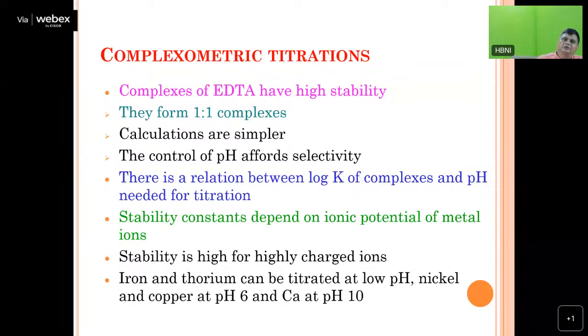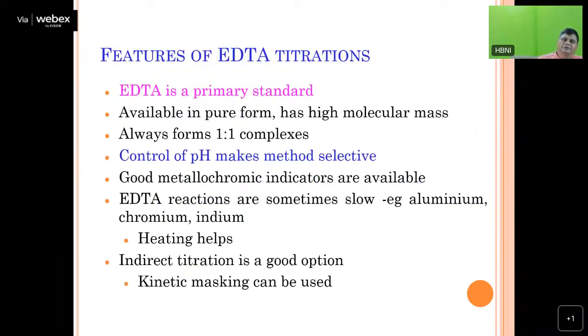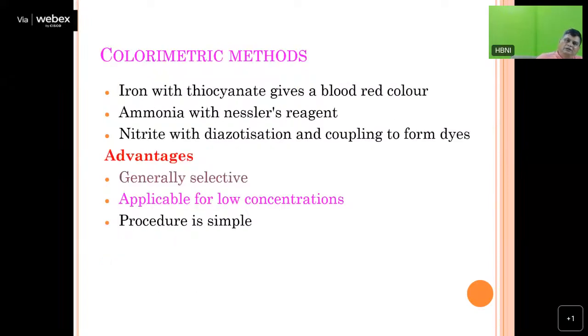Then there are the features of EDTA titration. Next comes the colorimetric methods. As the word says, there is a change in color, and one can measure whatever the change in color is. So then we can depend on it for the concentration.